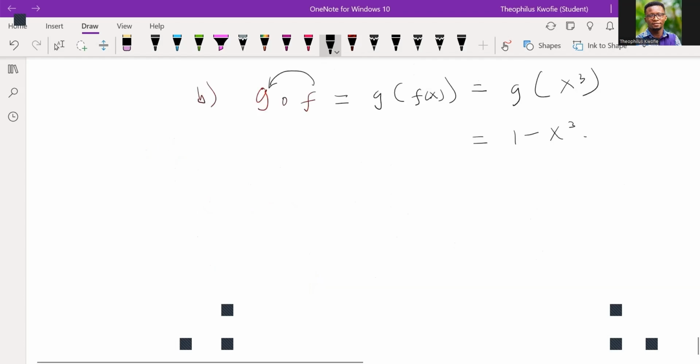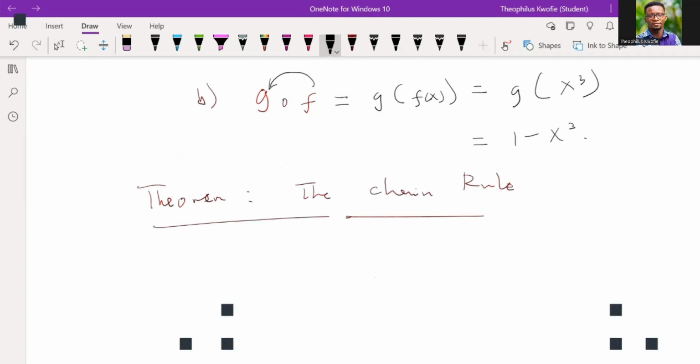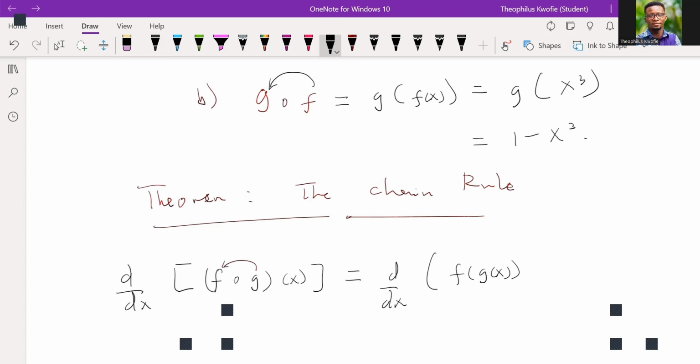I want us to now look into what we call the chain rule. So we look at the theorem. The theorem is the chain rule. What then becomes the derivative of this composite function, which is f∘g? Looking at what we did earlier, it means that our g will become the input for f, right? So in which case, you're going to have something like this.